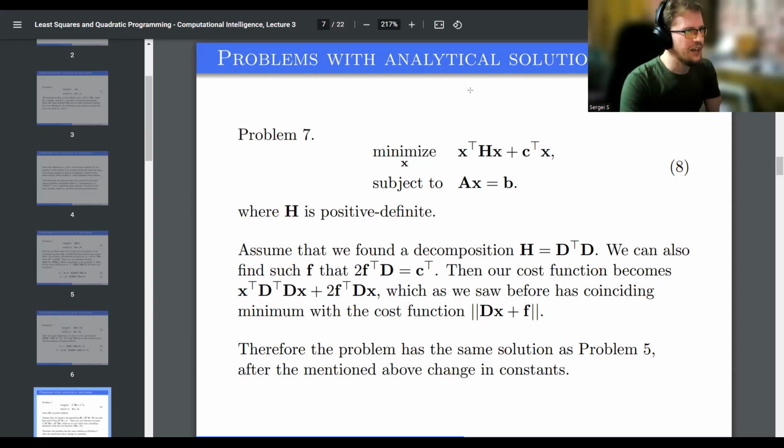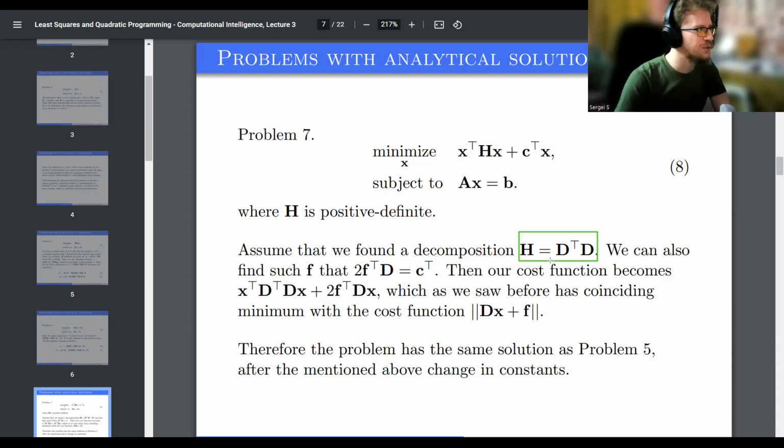One last property that I'm pretty sure you did not study, for some reason no one studies this in algebra, is that you can find a square root of a positive definite matrix. In other words, there is a decomposition H equals D transpose D that always exists for a positive definite H. And you can find such D. D would also be full rank. That just follows. It will be also the same shape, N by N, so it would have to be full rank.